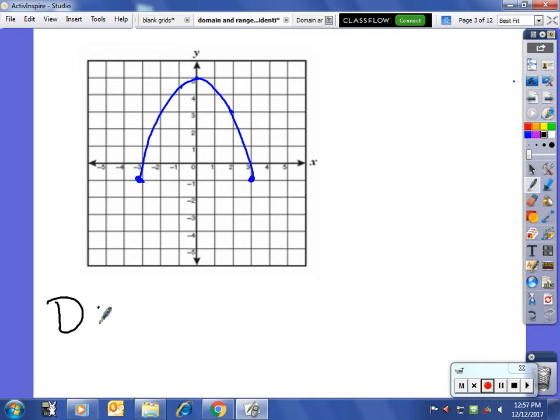All right, domain. You try domain, please. Domain is the x values, not the y values.